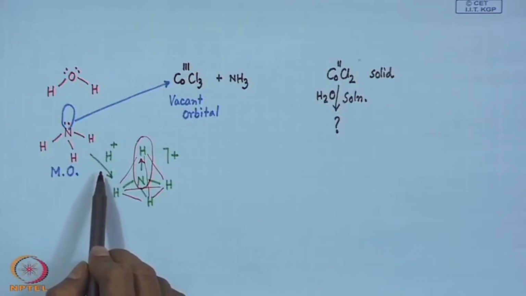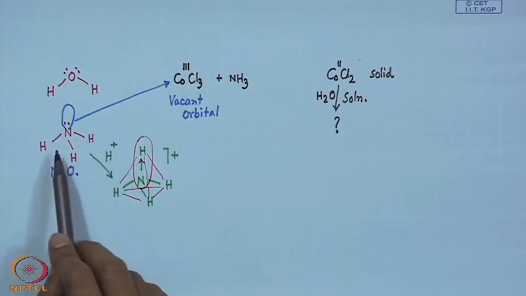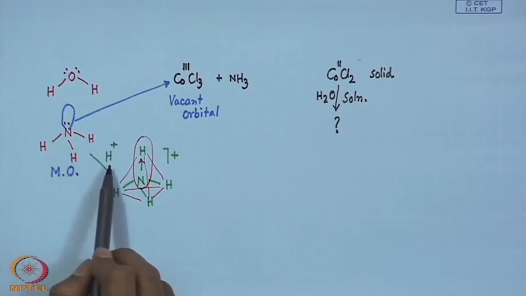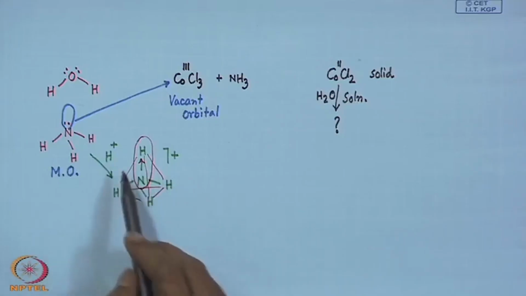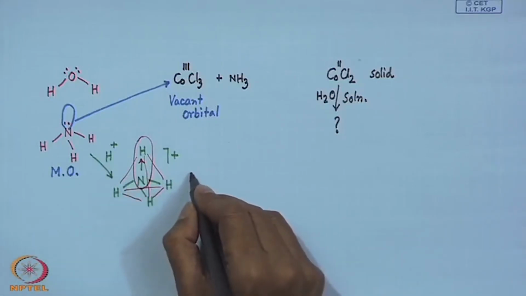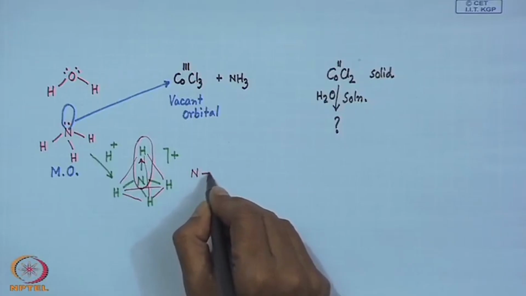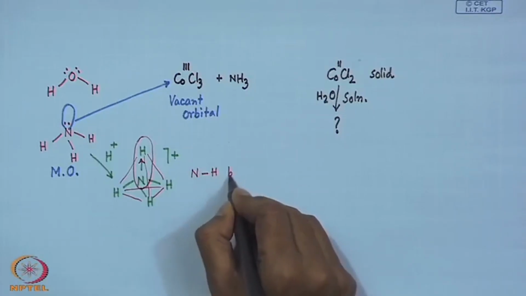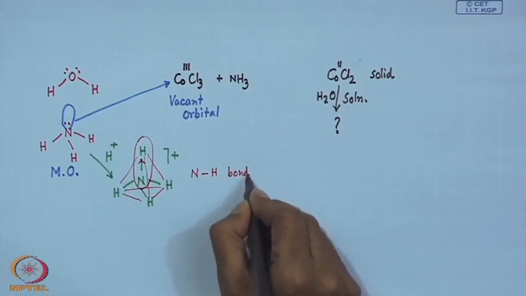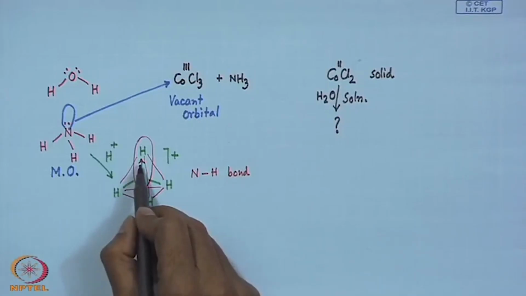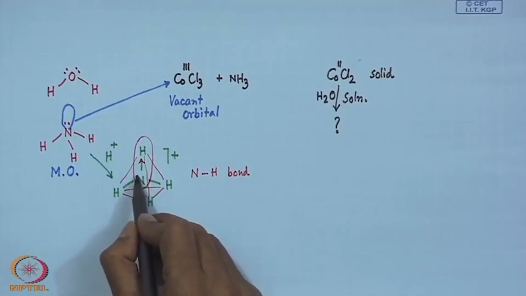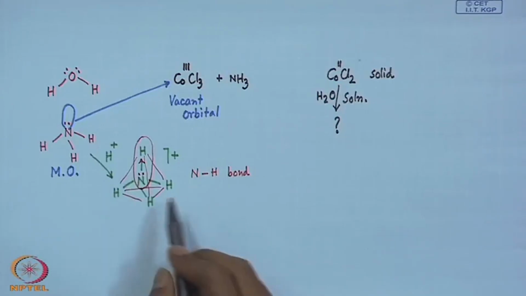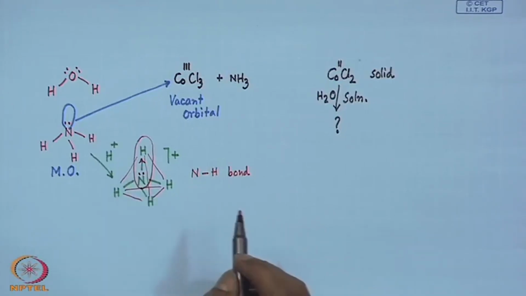In other words, we also consider this reaction as the corresponding acid base reaction. So, we get a new NH bond, which is of coordinate type, because both the electrons have been donated from the nitrogen lone pair and have been accepted by the hydrogen.